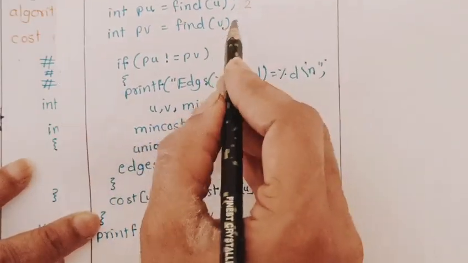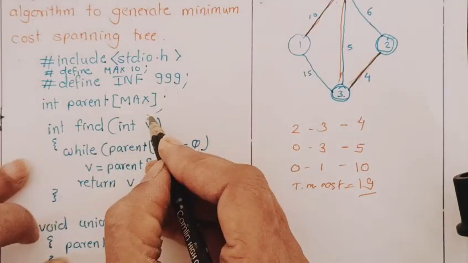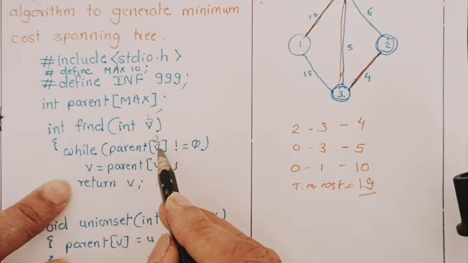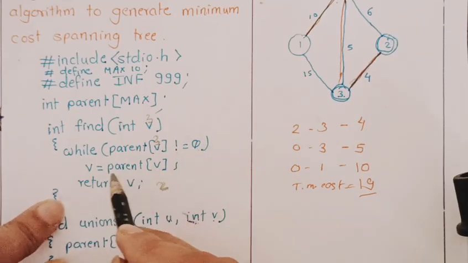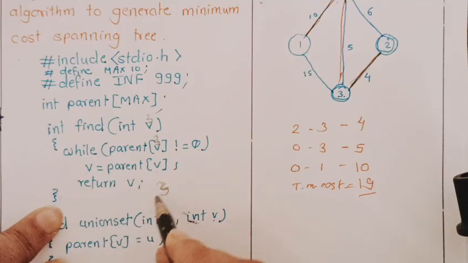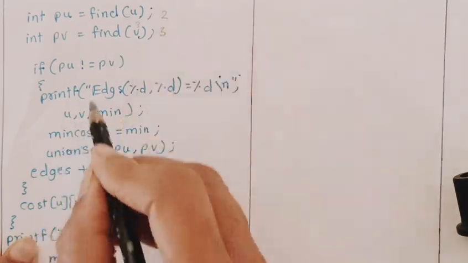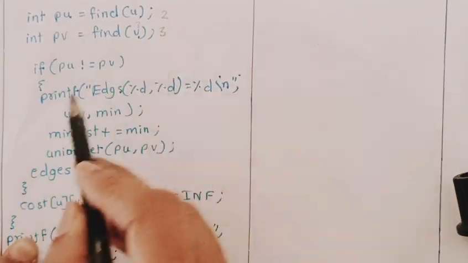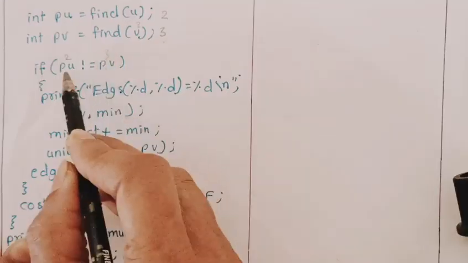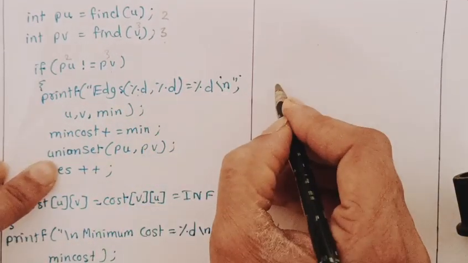Next find V. The V value is 3, so we are passing 3. Parent of 3 is 0 only. If it is not equal to 0, then we use this statement; otherwise we return 3 only. So PU is 2 and PV is 3. Now we are checking whether it forms a cycle or not. PU is 2 and PV is 3, 2 is not equal to 3. So we are printing percentage d.